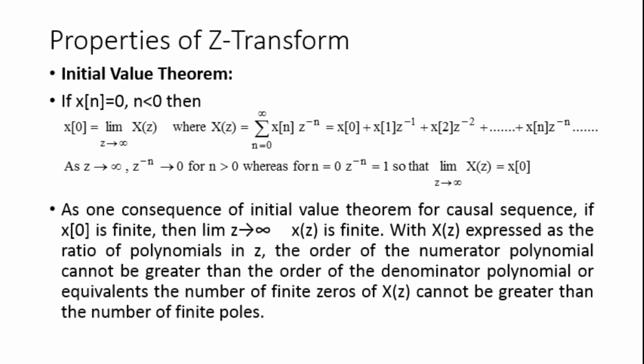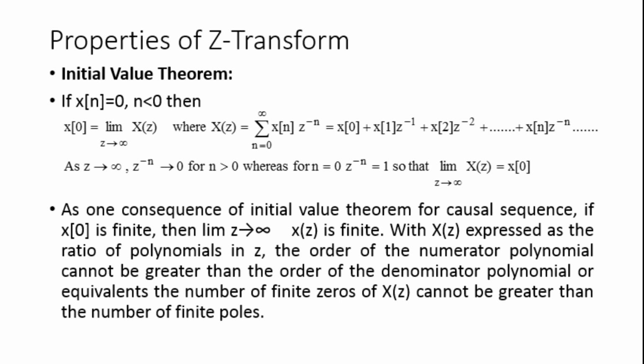Next, we are going to discuss the initial value theorem. If x of n is equal to 0 for n less than 0, then x of 0 is equal to limit z tends to infinity x of z, where x of z is equal to summation n is equal to 0 to infinity x of n into z to the power minus n, which is equal to x of 0 plus x of 1 into z inverse plus x of 2 into z to the power minus 2 plus so on, plus x of n into z to the power minus n and so on.